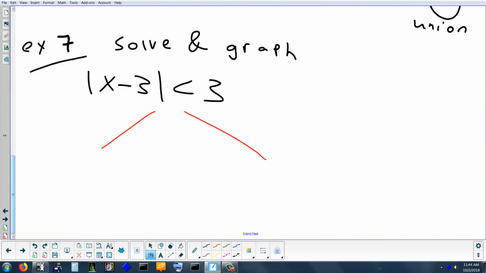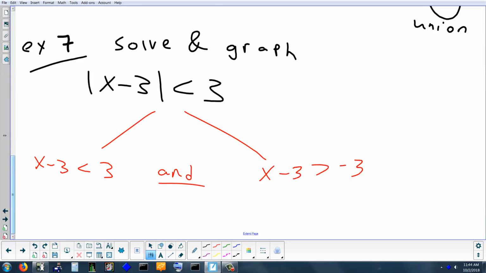Kat, can you tell me what my first inequality would be that I would split it into? X minus 3 is less than. Yep, that's it. Just copy the original, take out the bars. And, so I don't forget to write that. So how about Alec, can you tell me my second inequality? So your second inequality would be x minus 3 is greater than negative 3? Yep, you did everything. You got rid of the bars, you flipped the sign, made it negative.